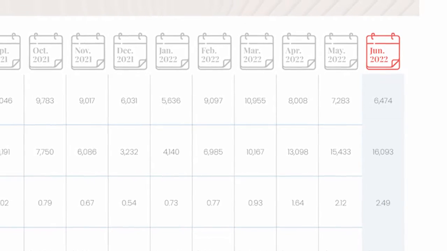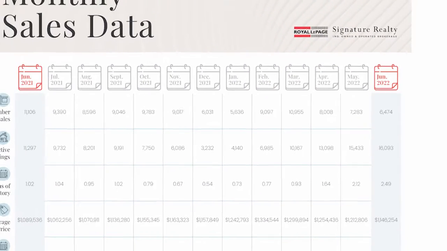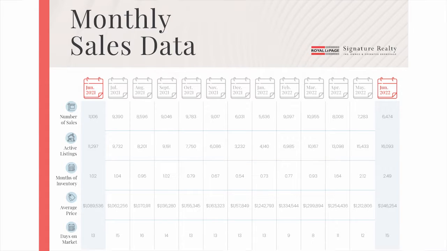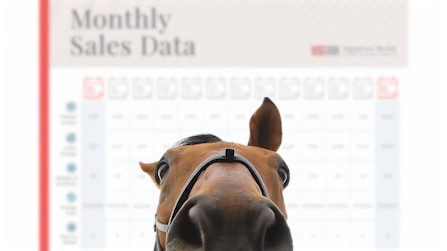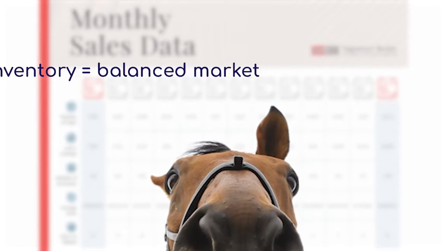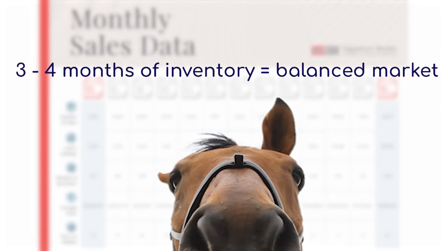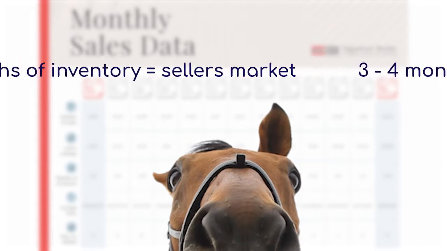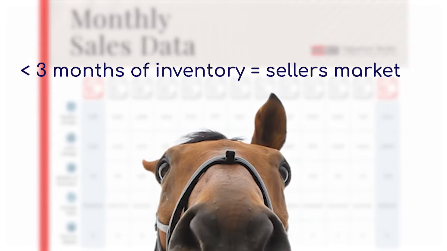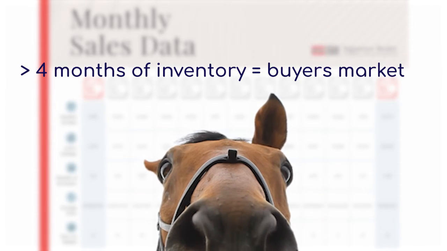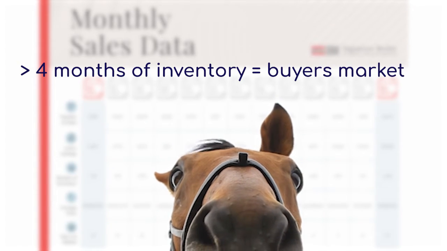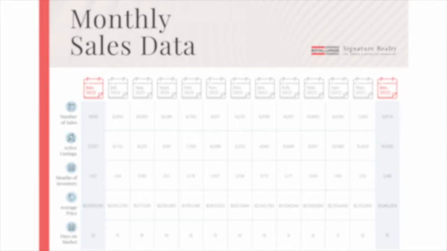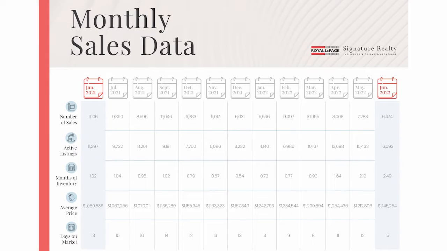Now, do you remember what I told you about the months of inventory and what is the seller market and what is the buyer market? Of course I do. Between 3 and 4 months of inventory is the balanced market. Anything less than 3 months is the seller market, and anything more than 4 months is the buyer's market. Isn't that right? Good boy, Scotty. Looks like you learned your lessons.